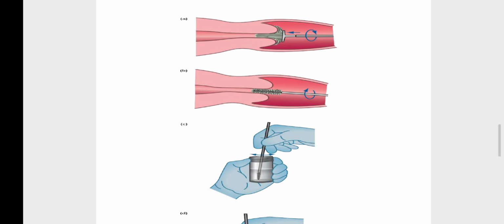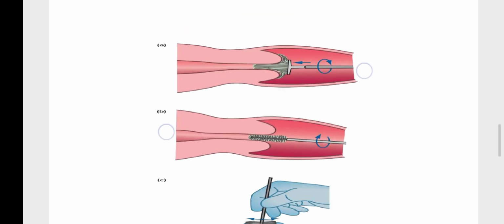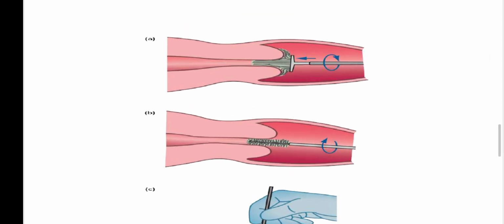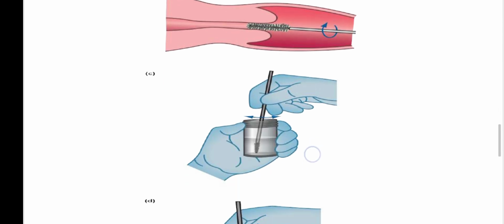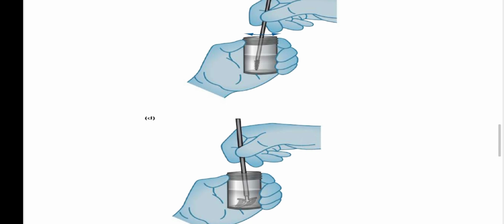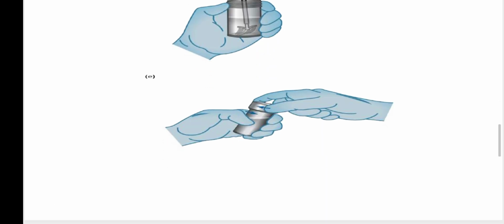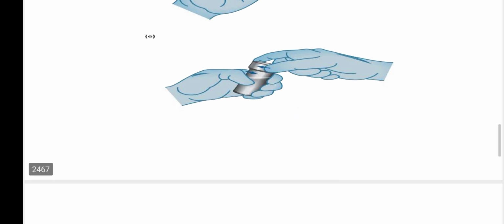Now for screening purposes, these are the brushes. You can see in picture A, this is the broom. In B, that is the endocervical brush. In picture C, you can see they are saving the sample and transferring it to the laboratory in the liquid-based medium. They close it and transfer it to the laboratory.